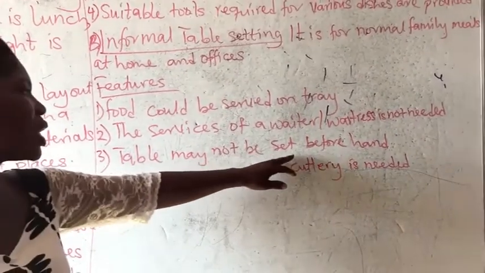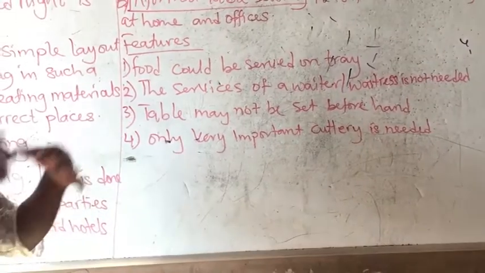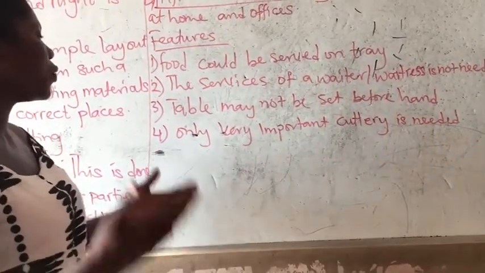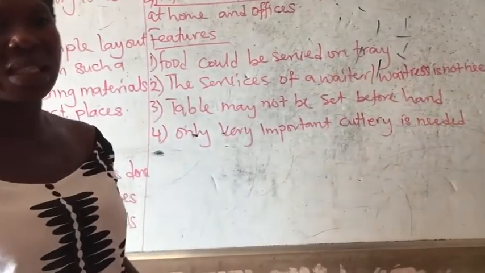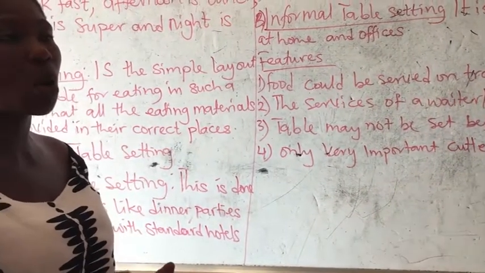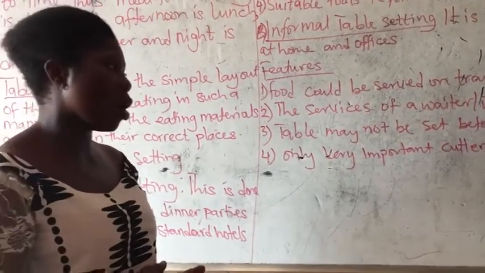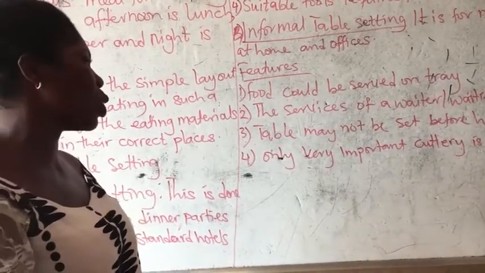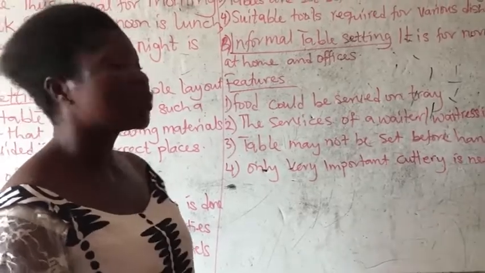Table may not be set beforehand. Yes, we don't set the table to wait, but when the person arrives, then we set the table. That is informal table setting. Only the very important category is needed. So on the table you may find at times only a spoon or fork, or at times none of them are there. Water and soap will be there for the person to wash his or her hand.